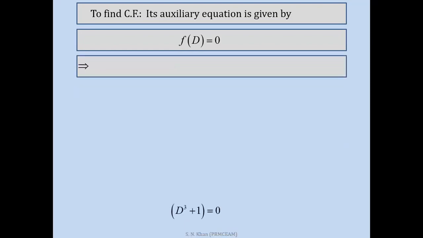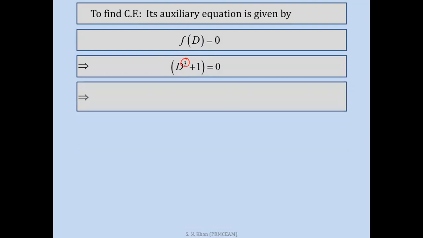Now, for finding CF, the auxiliary equation is given by f of D equals 0. So already in the previous lecture, we have seen methods for finding CF. So the same method we are going to use here. The auxiliary equation is given by f of D equal to 0. And in this problem, the value of f of D is D cube plus 1. So D cube plus 1 equal to 0. This is a cubic equation in terms of D.